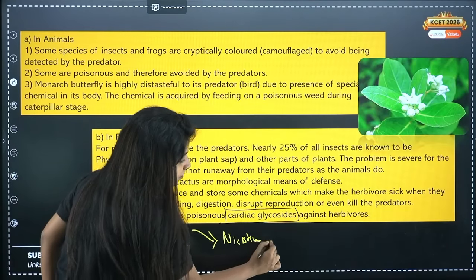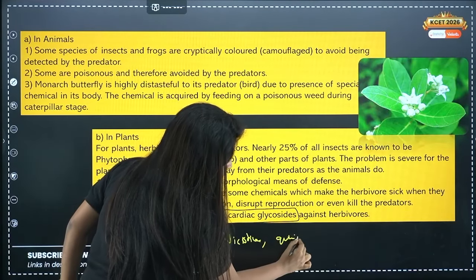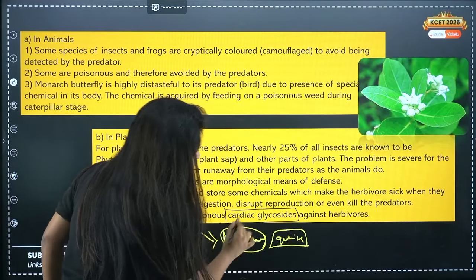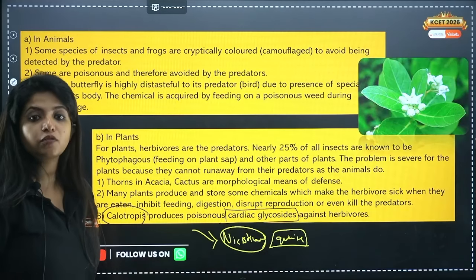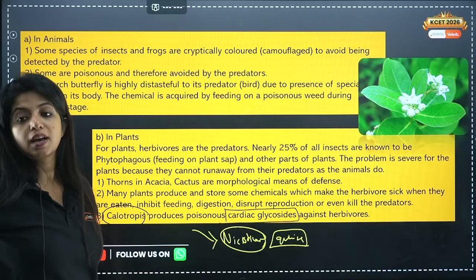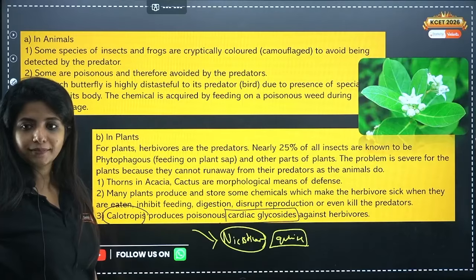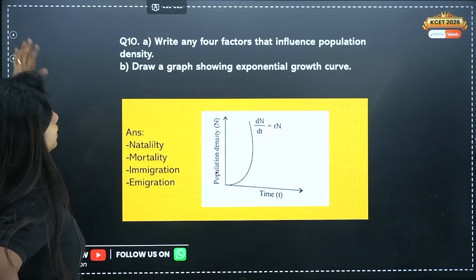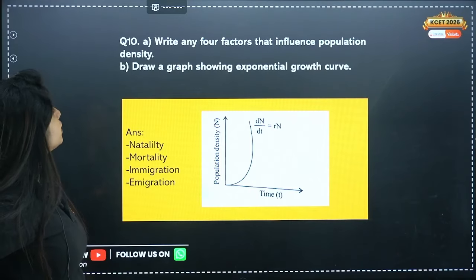That is nicotine. It's a drug. Quinine. Okay, quinine, nicotine, all of it is used by human beings for their own purposes as well. But they are actually the natural chemical defenses found in plants. Okay? Now, write any 4 factors that influence the population density.